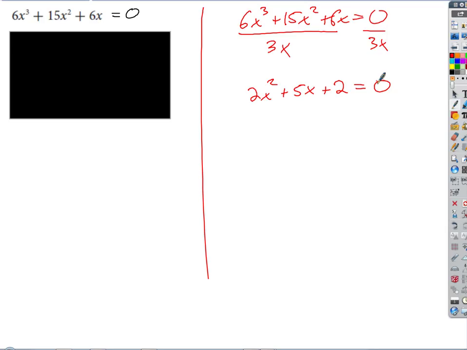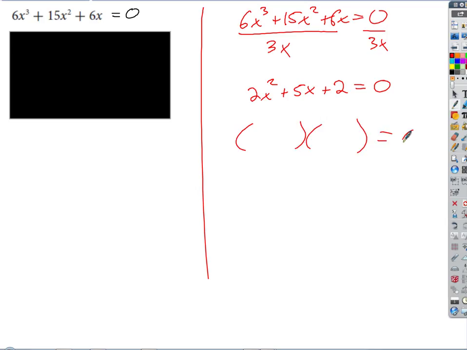We've got a 2x squared and a 2. There aren't very many convenient factors of 2. In fact, there's only one convenient factor of 2. Everybody agree? It's 2 and 1. So this is one where we could even do a little trial and error, right? We know that maybe it's going to work, maybe it's not, but we could try it real quick.